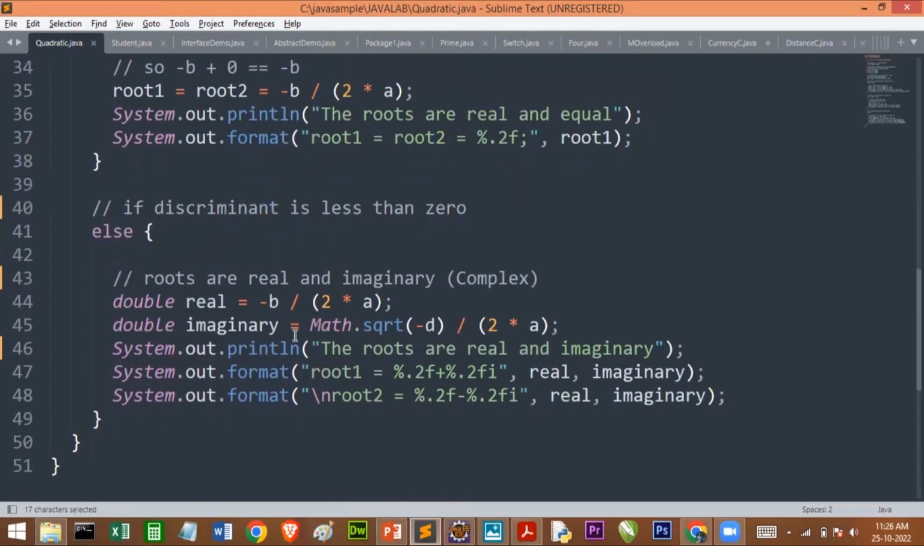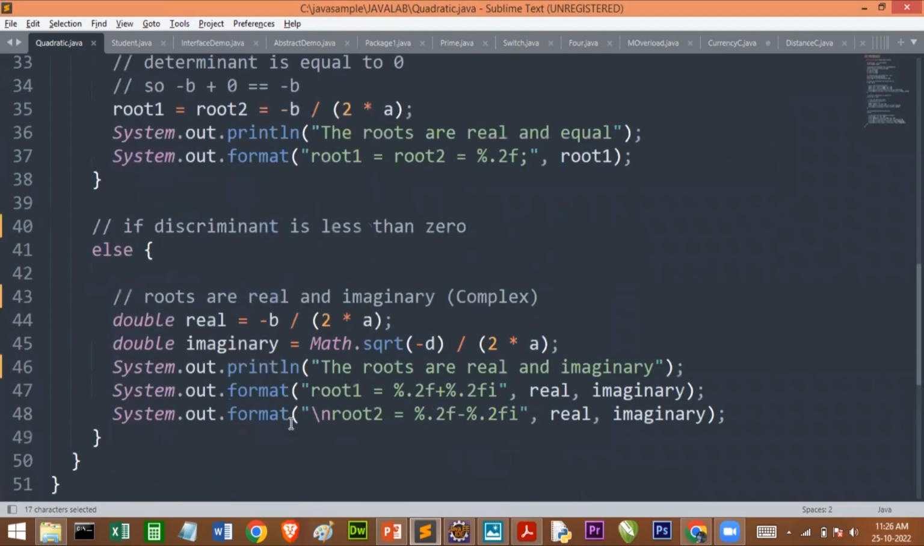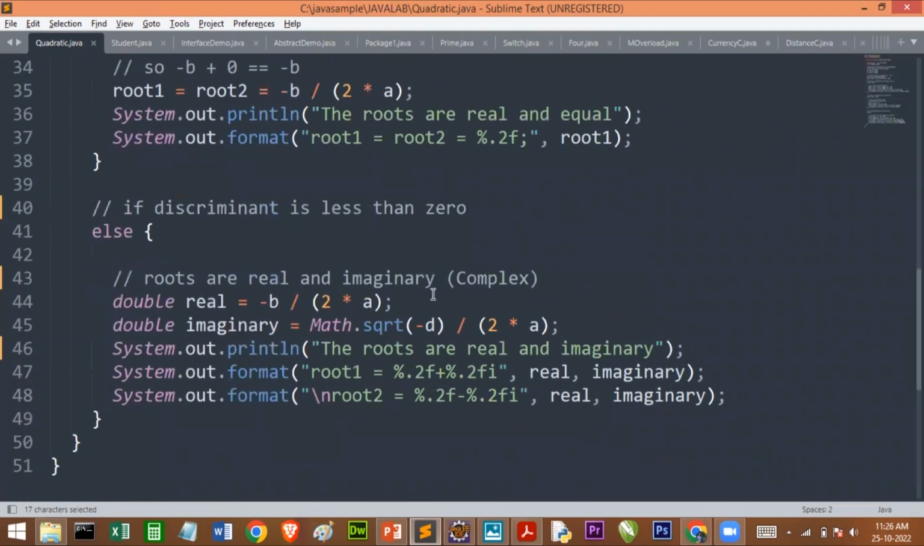And the next, else: the roots are real and imaginary. If my determinant value is less than 0, a negative value, then my roots are complex numbers. Here I'm calculating the real part, which is minus b divided by 2a, and the imaginary part is the square root of the discriminant divided by 2a. I'm calculating the real part and imaginary part separately.